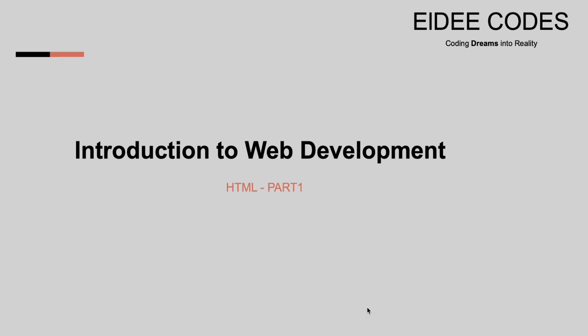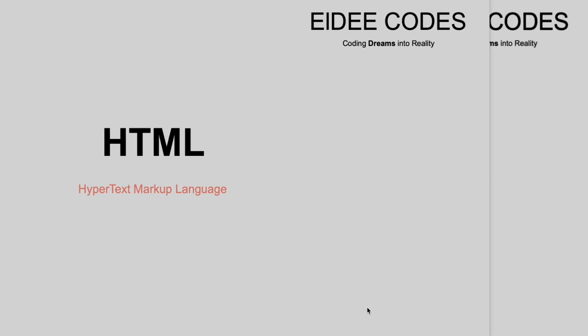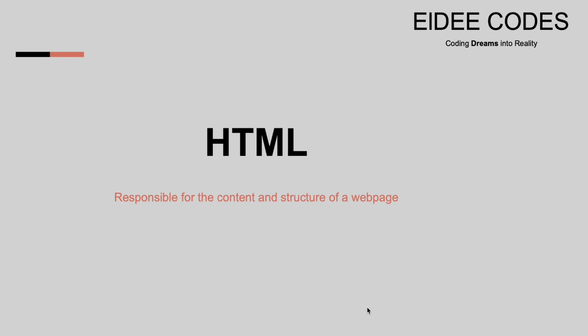So in this video, we are going to start with web development, front end precisely, how to get started, the three main things that make up your front end or user interface. So the first thing you want to know is HTML, which stands for Hypertext Markup Language. HTML is responsible for the content and structure of a web page.